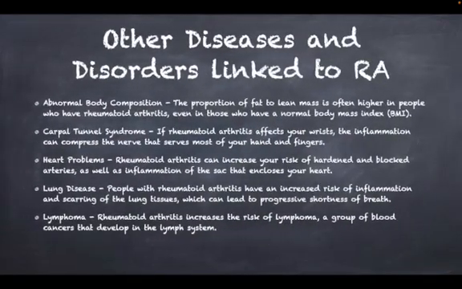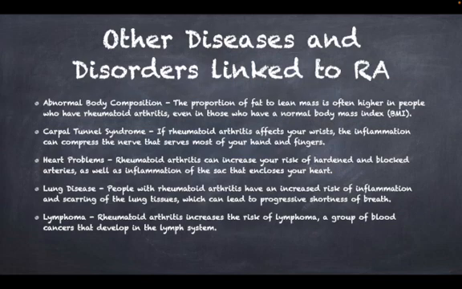Abnormal body composition. The proportion of fat to lean mass is often higher in people who have rheumatoid arthritis, even in those who have a normal body mass index. Carpal tunnel syndrome. If rheumatoid arthritis affects your wrists, the inflammation can compress the nerve that serves most of your hands and fingers. Heart problems.